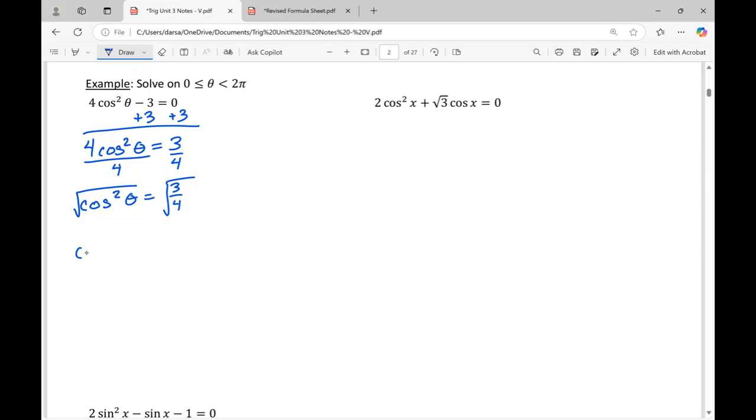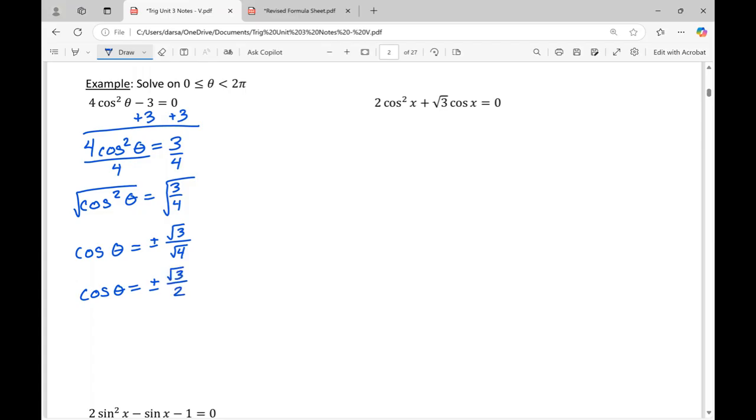But remember, back in the beginning of the year when we isolated something using a square root of both sides, what did we have to remember to add? We had to remember to add the plus or minus because a positive thing squared and a negative thing squared both give us the same answer. So we're going to get plus or minus. And then how do I do the square root of a fraction? Well, you do the square root of the top over the square root of the bottom. So this will give us cosine of theta is equal to positive or negative square root of 3 over 2.